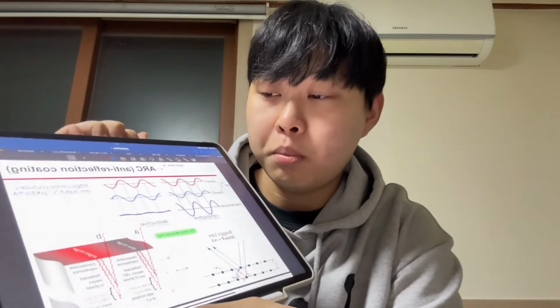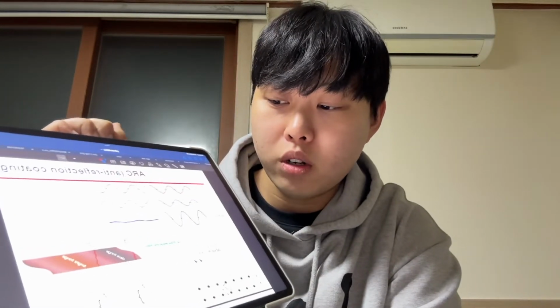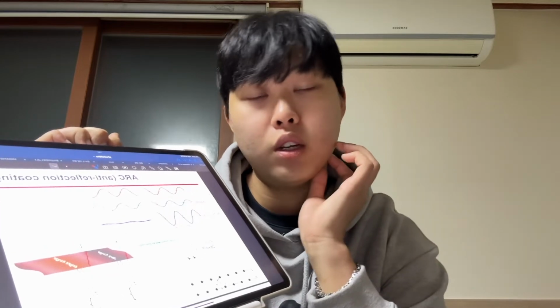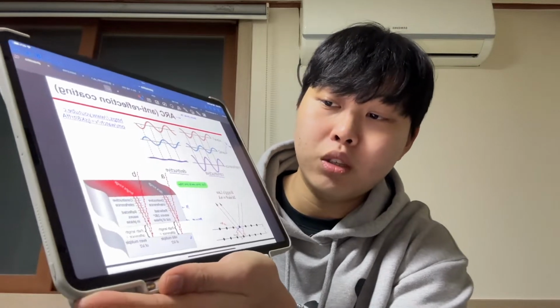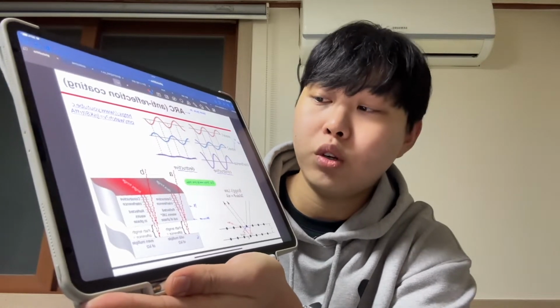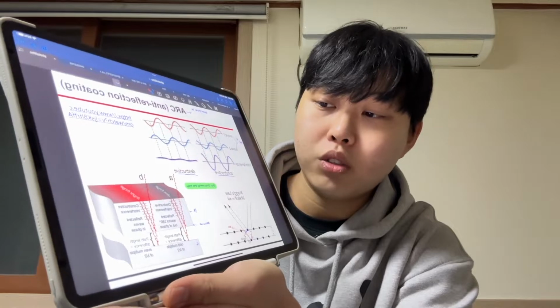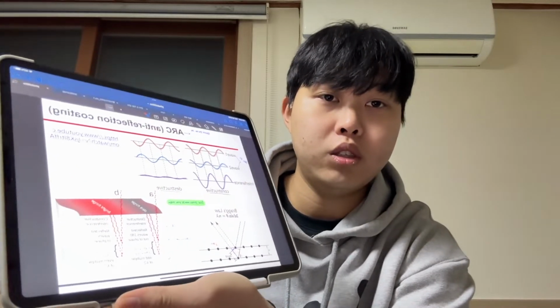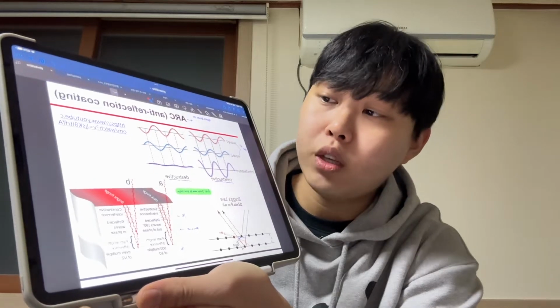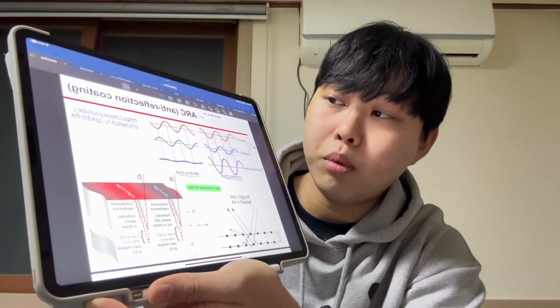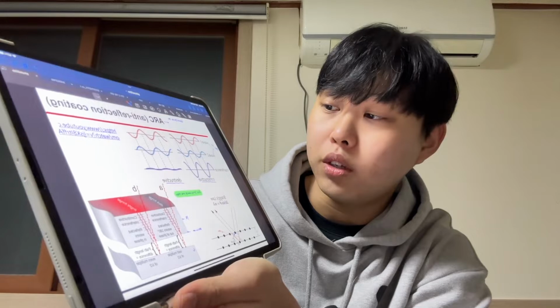In this class, I'm going to start talking about the ARC, which is anti-reflection coating. We use this mechanism because of the light characteristic. When light comes into the wafer, some constructive interference and destructive interference can occur. So to prevent this problem, we use anti-reflection coating.